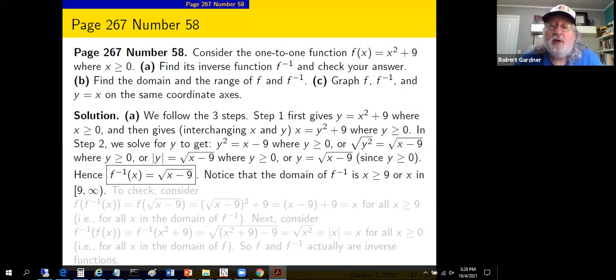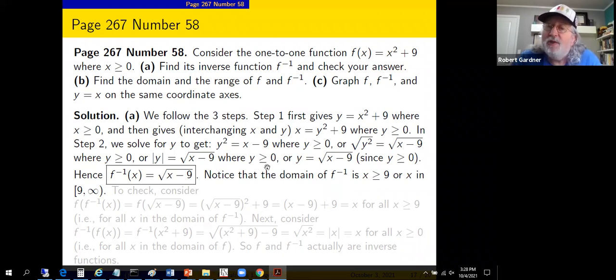Now, solve for y. Solve for y, so get the y by itself, subtract 9 from both sides, gives us y squared equals x minus 9, and y is greater than or equal to 0. Take square roots of both sides, square root of y squared is what? Absolute value of y. We get the absolute value of y equals x minus 9, but we're carrying along this condition that y is greater than or equal to 0. Good thing we are, or we couldn't get rid of the absolute value. Good thing we are, or we wouldn't have a one-to-one function.